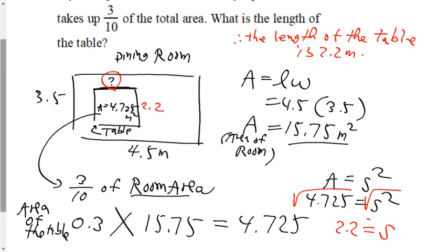Easy peasy lemon squeezy. Now be careful, some people make the mistake of saying 2.2 meters squared is the length. 2 meters squared is a unit used for area, not for length. Length is measured in simple meters, distance, right? So make sure you don't confuse your area units with your distance units.